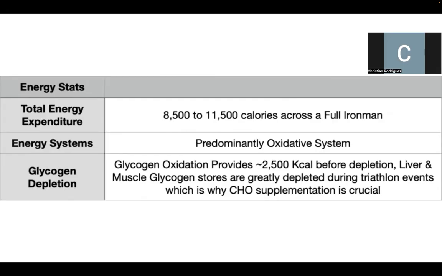Another note to take in regards to the glycogen storage in the body: all of it put together between the liver and the muscle can only really provide about 2,500 calories worth of energy before being fully depleted. And this is why carbohydrate supplementation pre and during race or training is going to be crucial, not only for performance, but also just to go the distance.